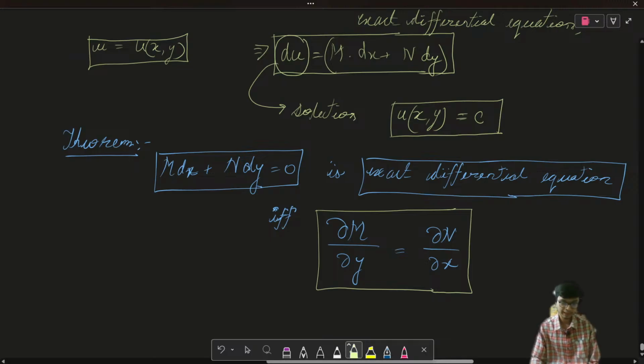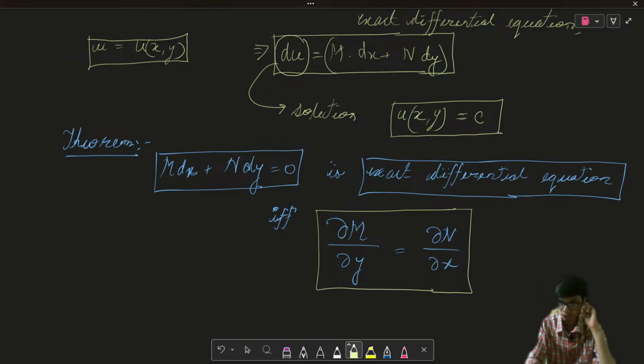So if this condition is met, then only the differential equation is of the form of an exact differential equation, right? Now the proof of this theorem is beyond the scope of this discussion for JEE level, but if you are really interested, I can cite some references for consulting. You can consult those references to understand how to prove this. It is quite a simple proof, right? Maybe you can also find some literature where you can get a proof of this theorem, right?